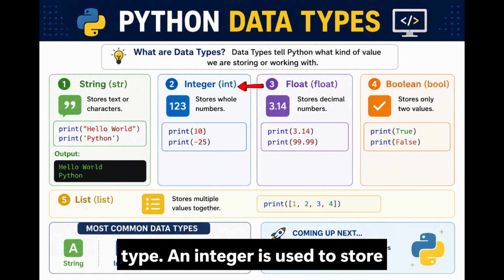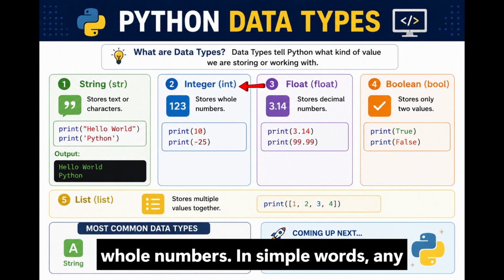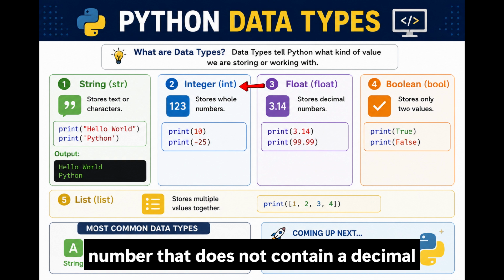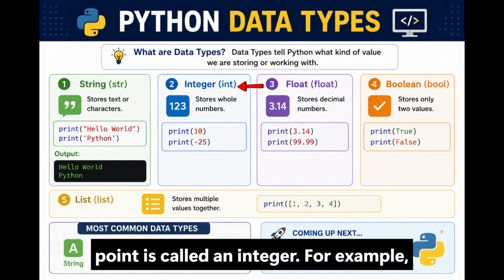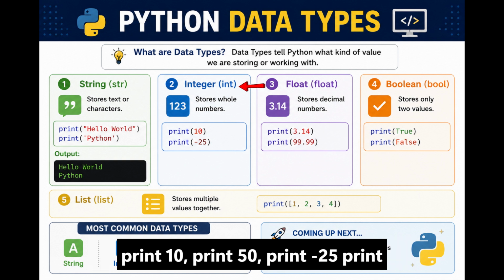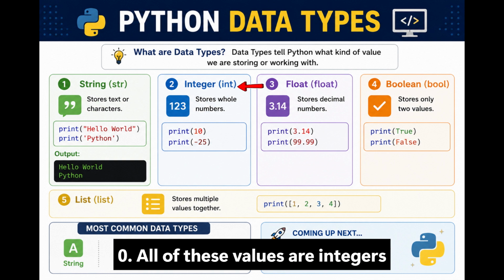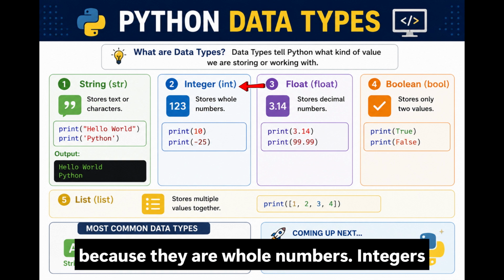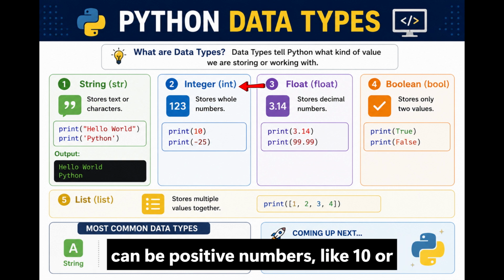Now let's talk about the integer data type. An integer is used to store whole numbers. In simple words, any number that does not contain a decimal point is called an integer. For example, print 10, print 50, print -25, print 0. All of these values are integers because they are whole numbers.